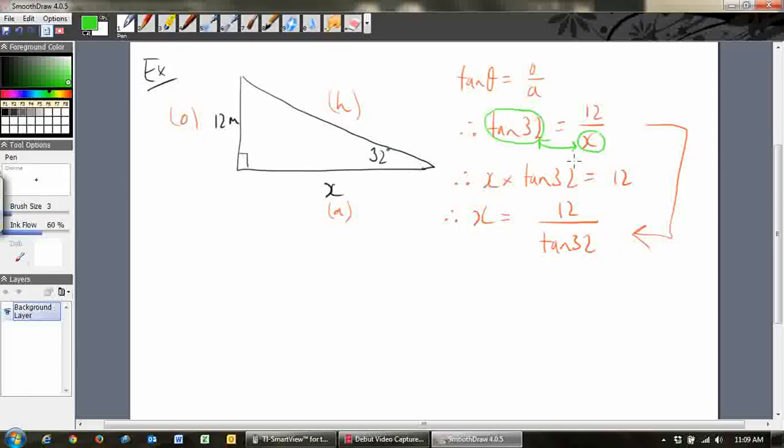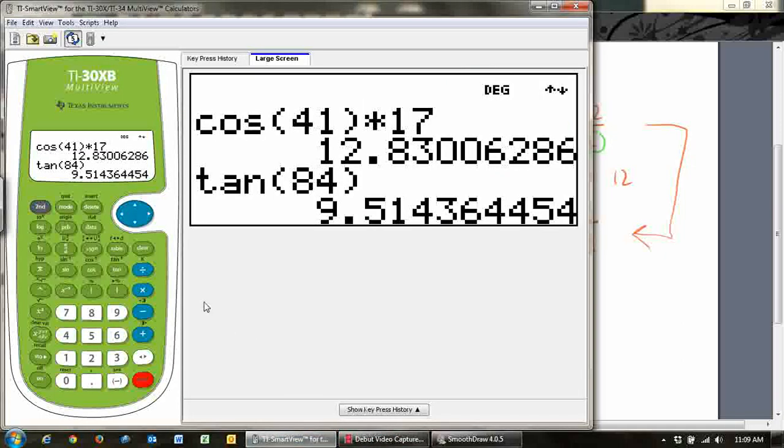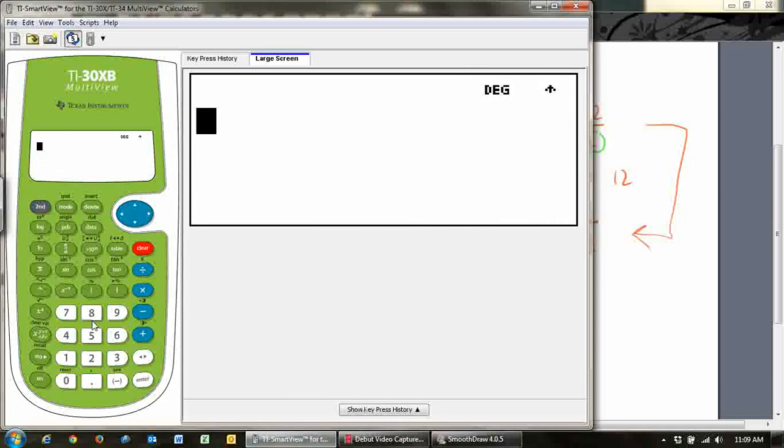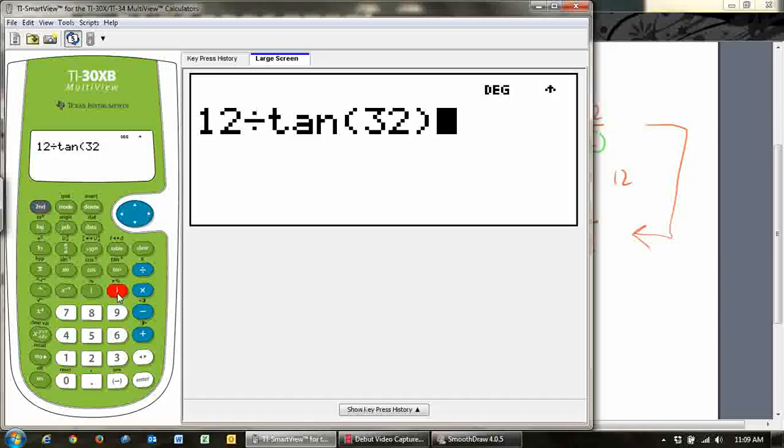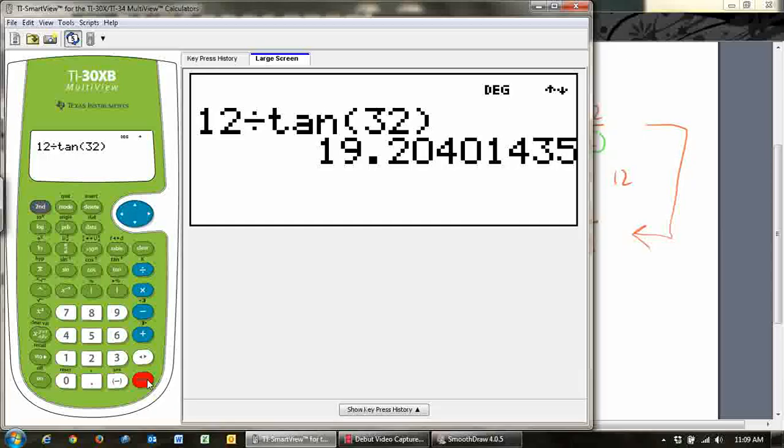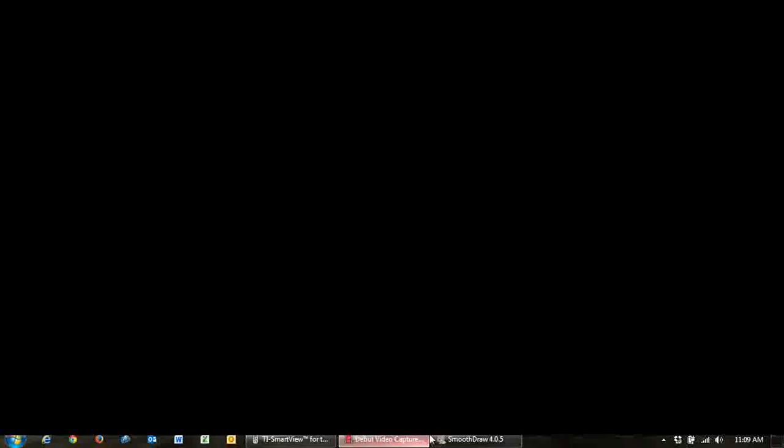Okay, let's just do that calculation to see what that's equal to. Again, get your calculator out. 12 divided by tan 32. So I'll just clear all that. So we want 12 divided by tan, was it 32? 32, like that. So enter it in exactly like that and press enter, and you get 19.2.